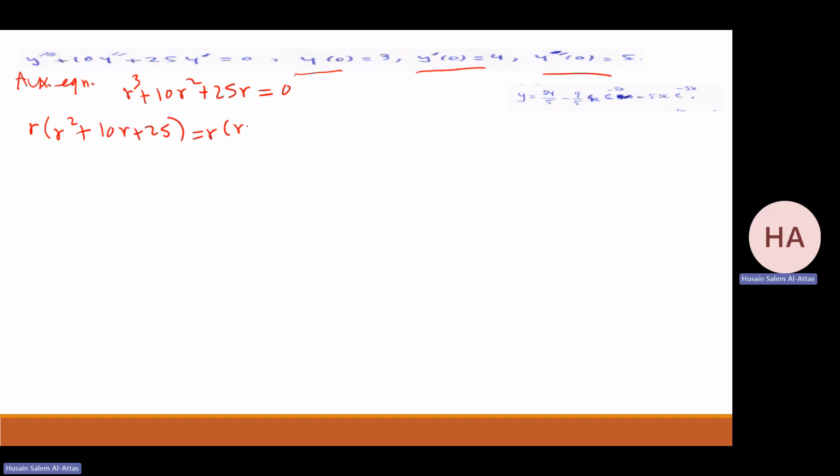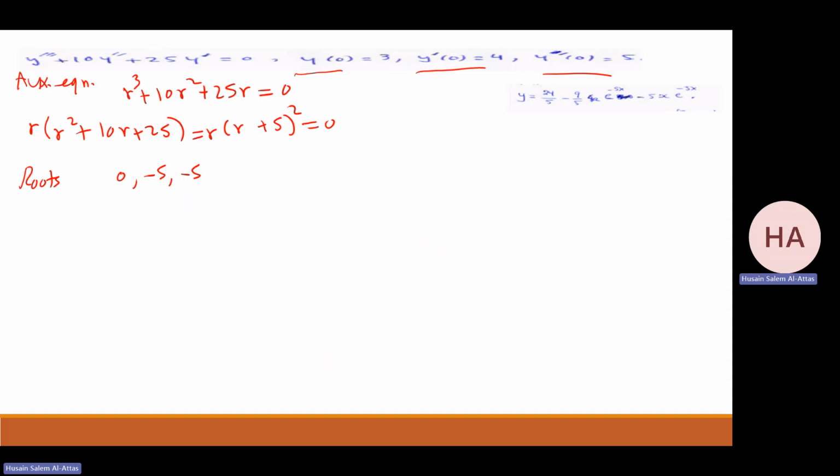And to solve this equation, I have initial conditions, so I need to solve it completely. To find the C's, first I need to find the general solution. So the auxiliary equation will be r cubed plus 10r squared plus 25r equals 0. I take r as a common factor. I have r squared plus 10r plus 25, which is r plus 5 all squared, equal to 0. So my roots are 0, minus 5, minus 5.